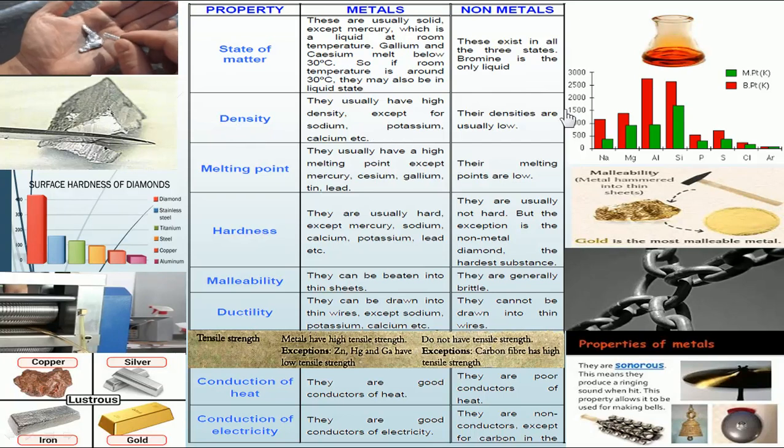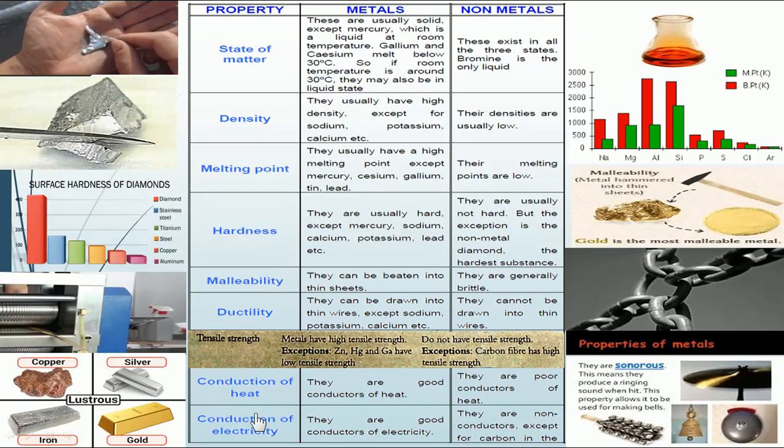Density: metals have high density, non-metals are low. Melting and boiling point: metals have high melting and boiling points, non-metals have low melting and boiling points. Hardness: usually metals are hard, non-metals are soft or not hard. Malleability: metals are malleable, non-metals are non-malleable. Ductility: metals are ductile, non-metals are non-ductile. Tensile strength: metals have high tensile strength, non-metals do not.